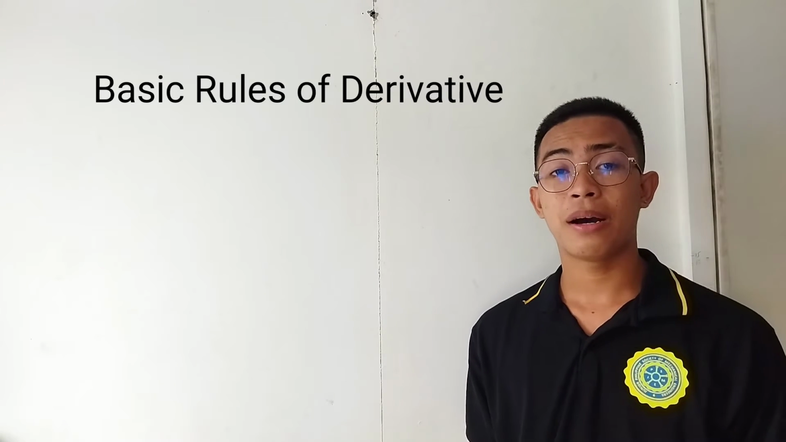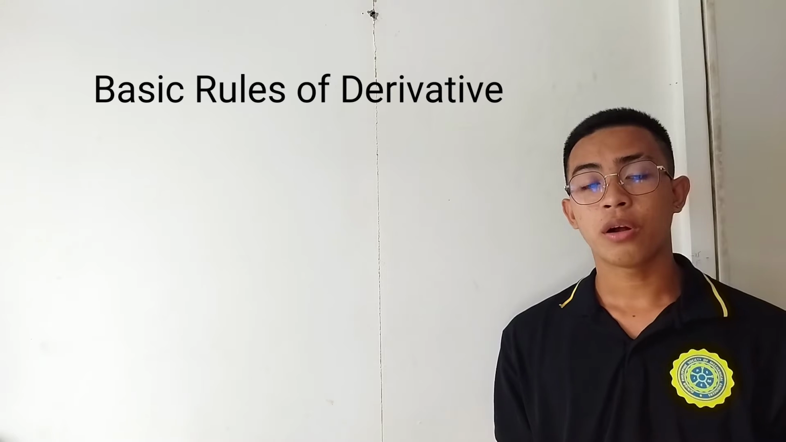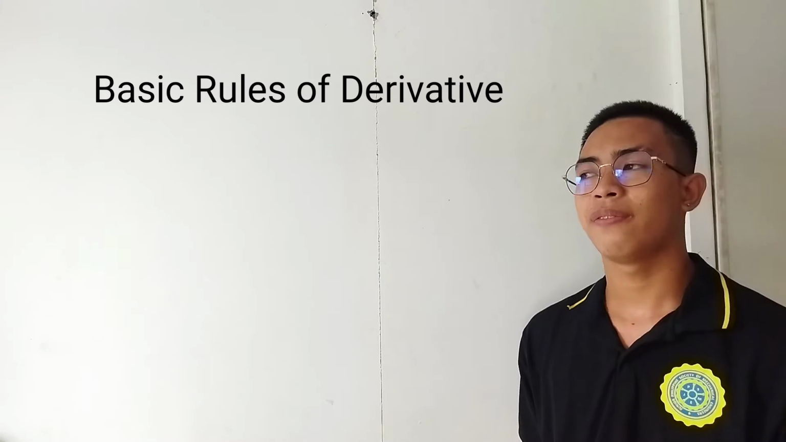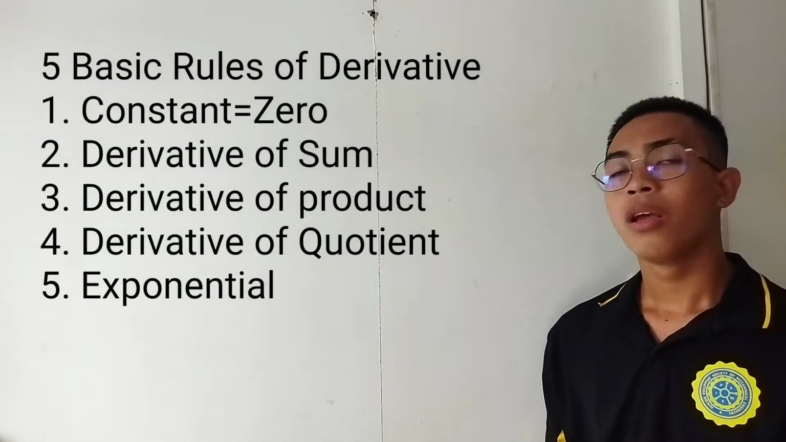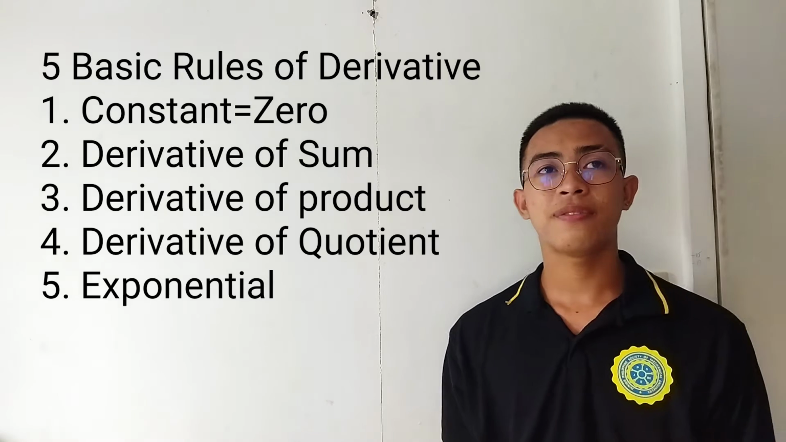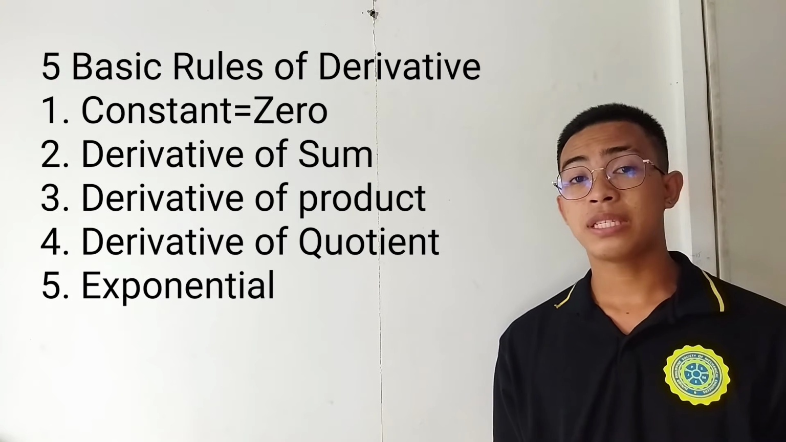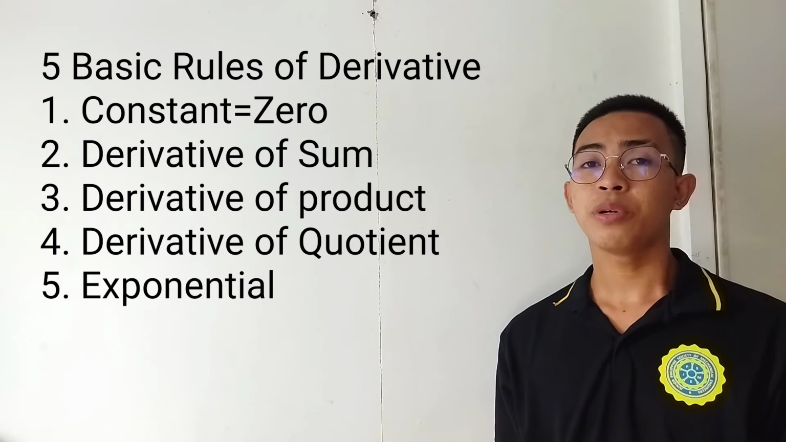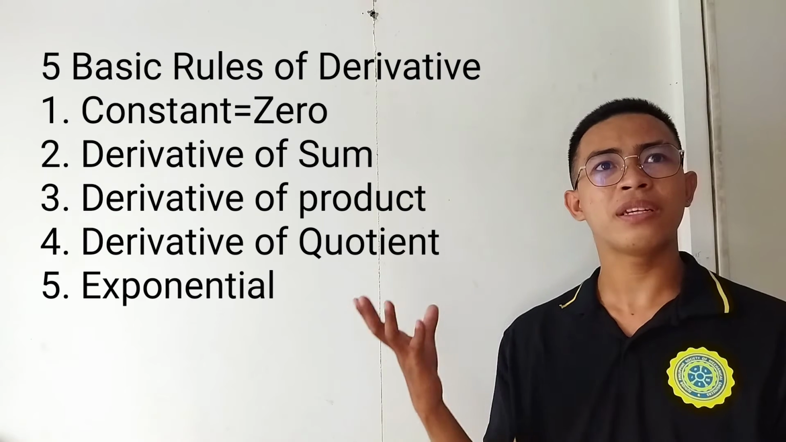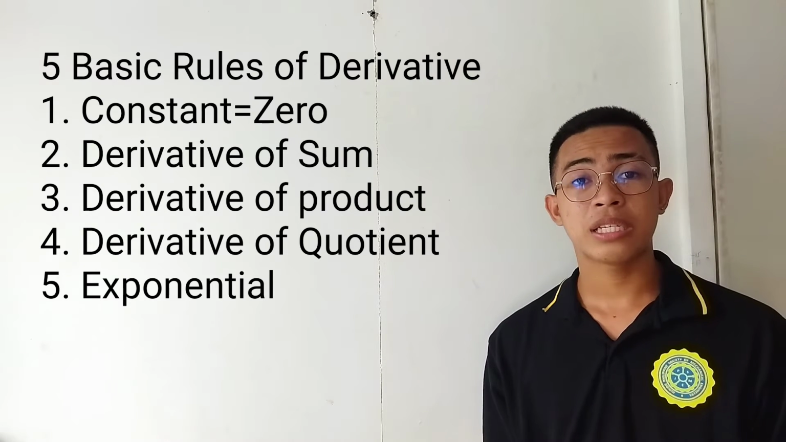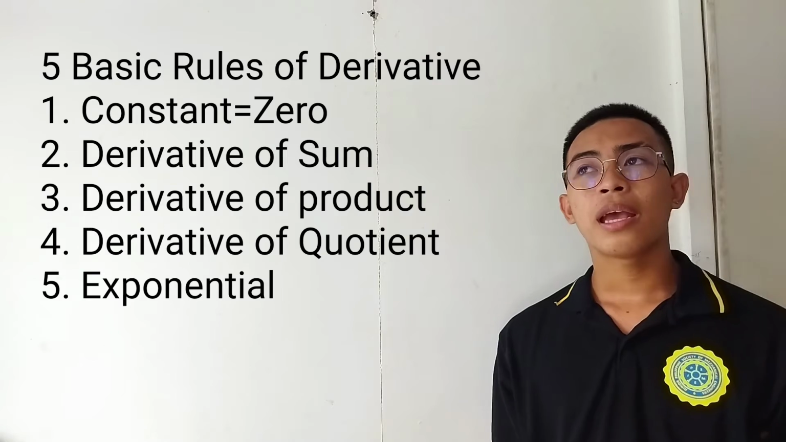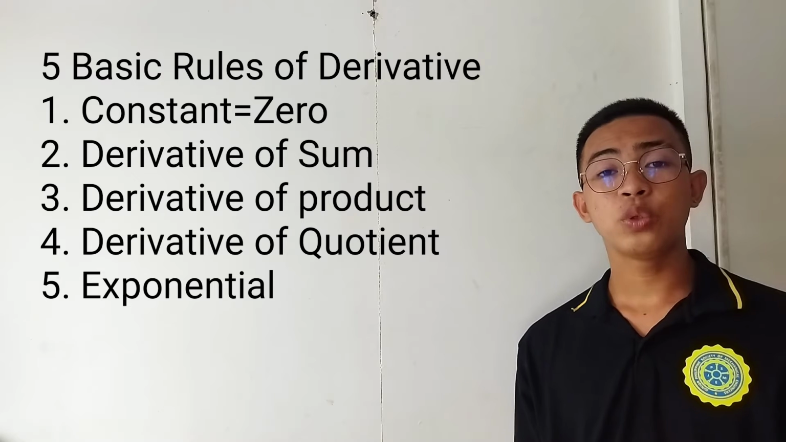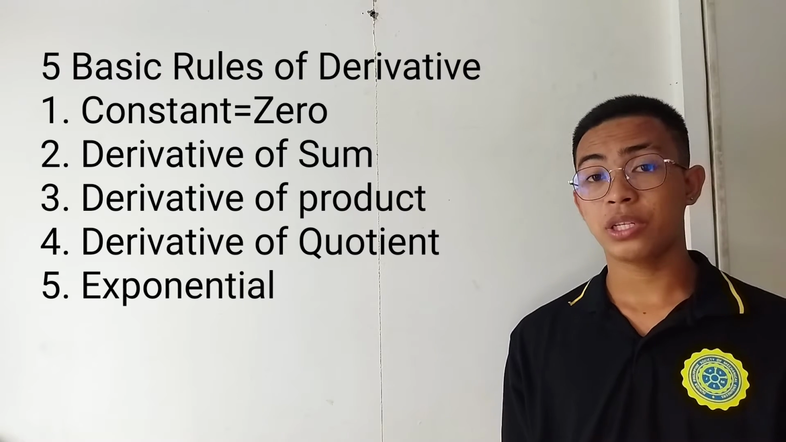So when we are talking about the basic rules of derivative, we will also be talking about the 5 basic rules of derivative, and they are here. So the first basic rule of derivative is that the derivative of a constant c is equal to 0. Let's take, for example, y is equal to c, or any number 1, 2, 3, 4, 5, 6, 7, and the derivative of it will be equal to 0. And the number 2 basic rule of derivative is that the derivative of the sum of two functions is equal to the sum of their derivatives.